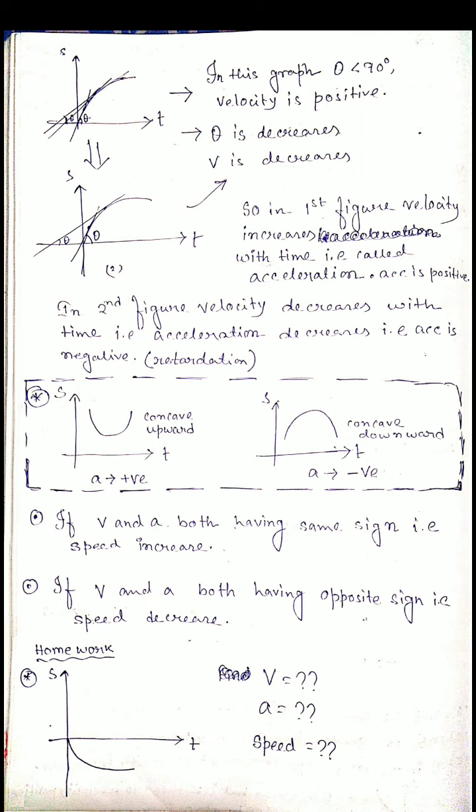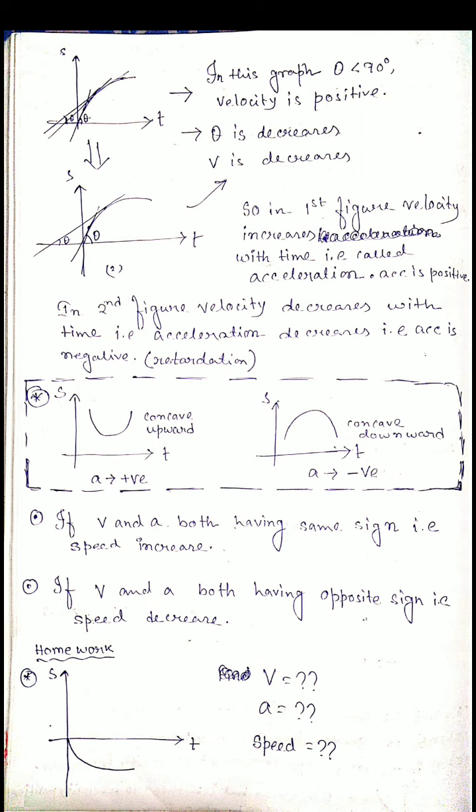Now another two most important points. If velocity and acceleration both have the same sign, meaning either both positive or both negative, so if the velocity sign is positive or negative and the acceleration sign is the same as that of the velocity, we say that the speed of an object increases.